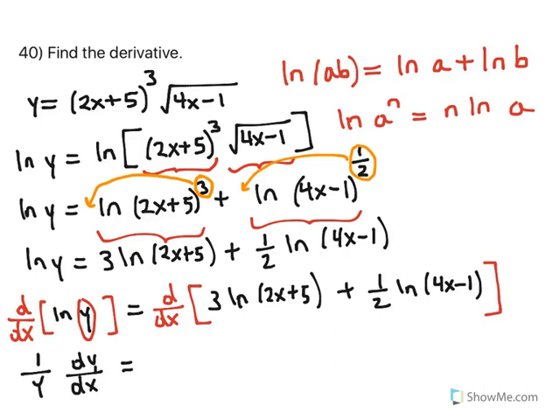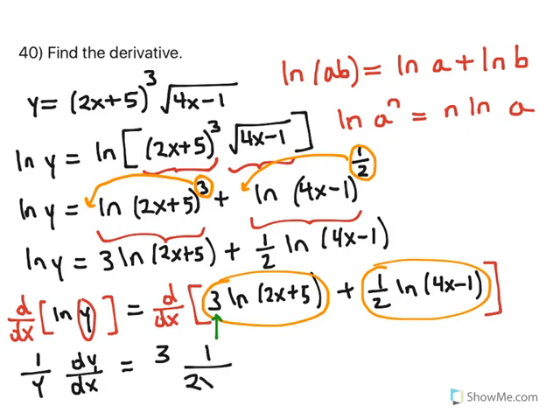On the right side of the equation, I'm going to have to differentiate term by term because I have a sum of two terms. For the first term, I have a constant multiple of 3. So I would have 3 times the derivative of natural log of 2x + 5. The derivative of natural log of 2x + 5 is 1 over the argument, 2x + 5. Then you would use the chain rule because this is your inside function, so multiply by the derivative of the inside function, 2x + 5. The derivative of that is 2.